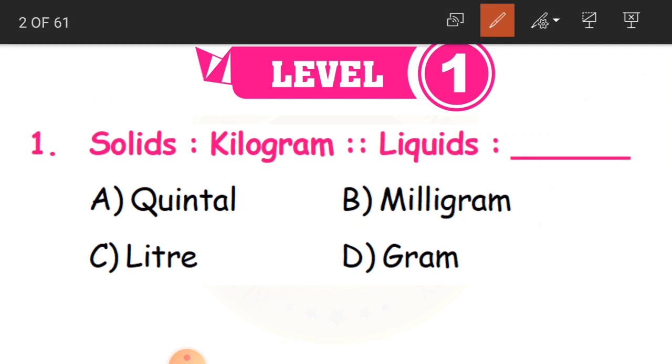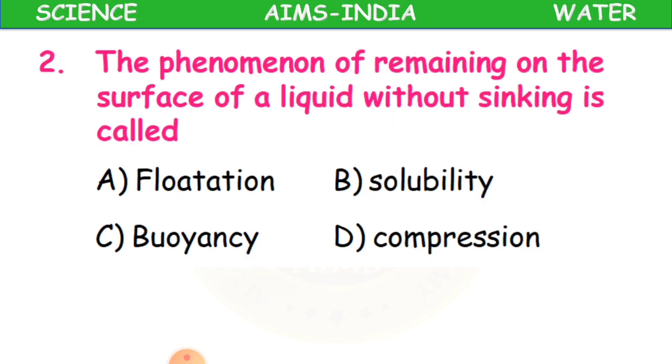Solids, like if you say rice, wheat, whatever solid, it is measured in kilograms. And what about liquids? Now how do we measure them? Whether it is A quintal, B milligram, C liter, or D gram. Suppose water, milk, all these liquids, how do we measure children? We measure in liters. That is, C is the correct answer here. Clear? Okay, now we'll go to the second one.